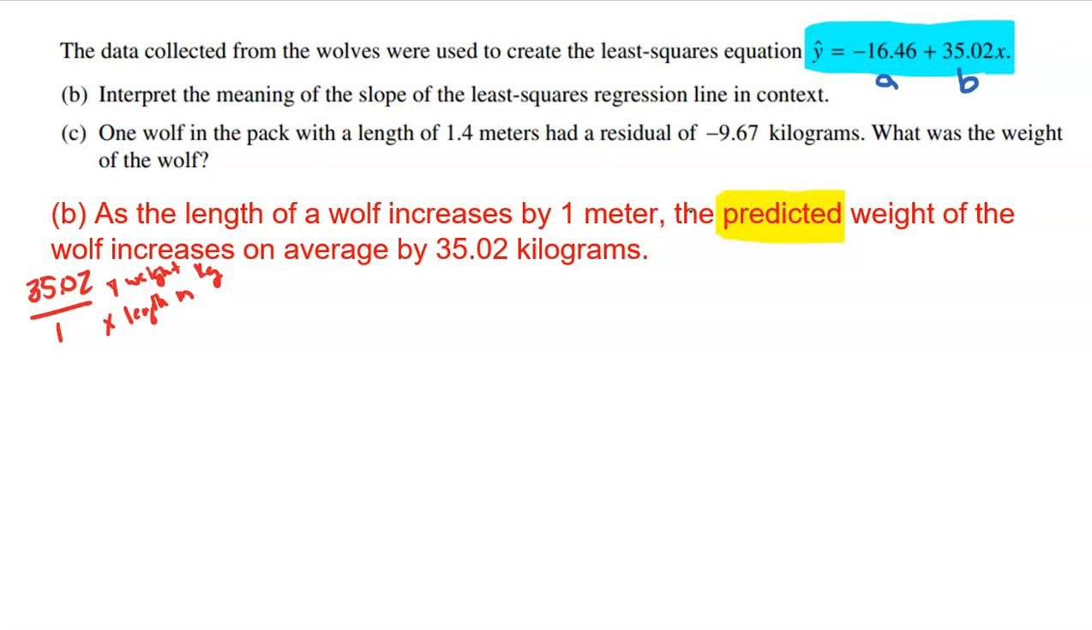So if we looked at all these wolves in this pack as a collective group, on average, as they increase by 1 meter in length, we predict their weight to increase by 35.02 kilograms.